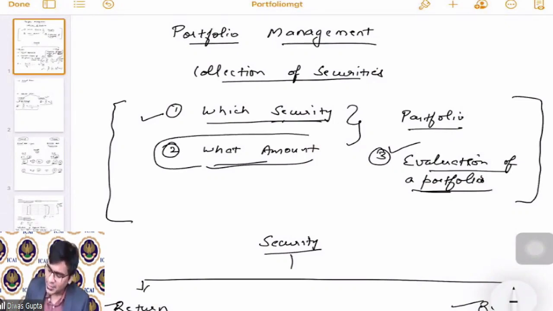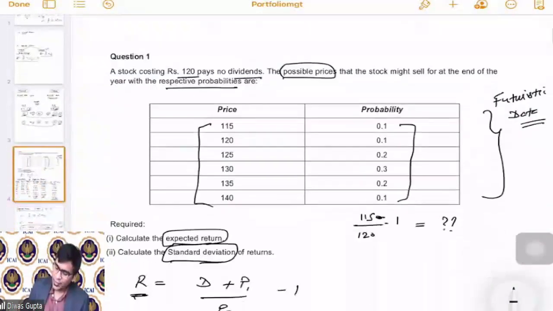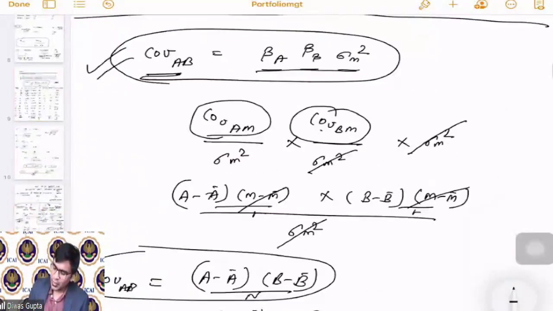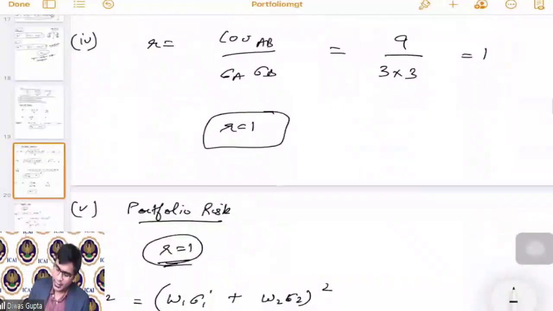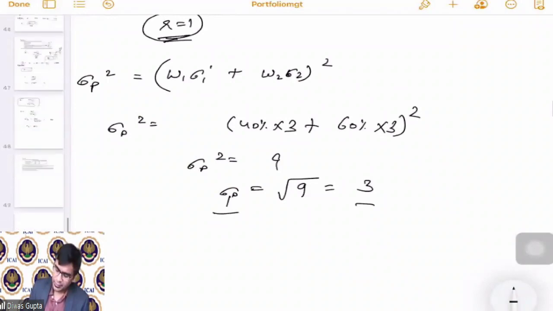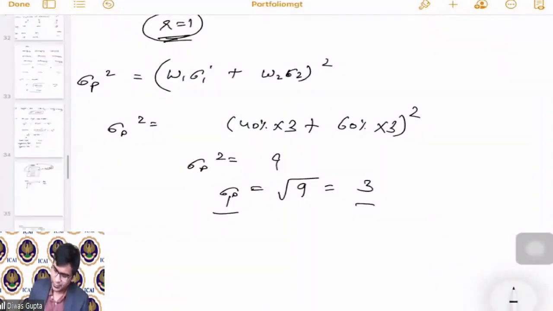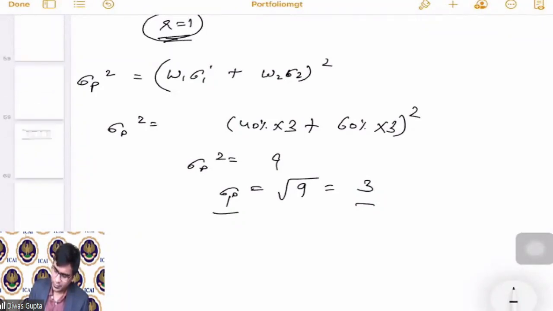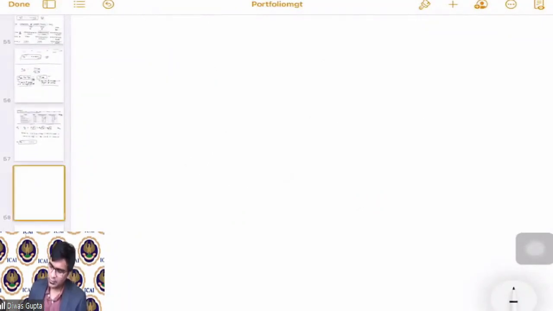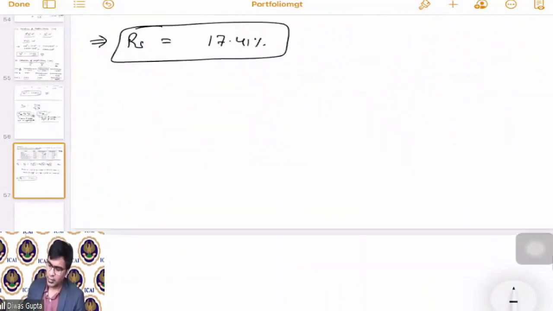Now comes the answer, what amount? Okay, what amount? Students, now in answering what amount, there can be 2 situations.